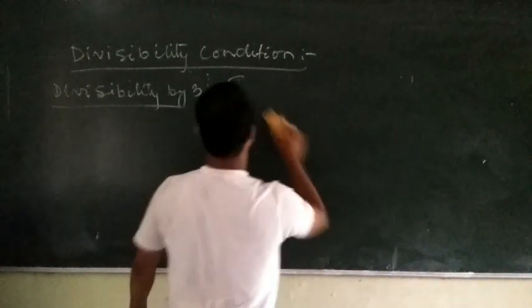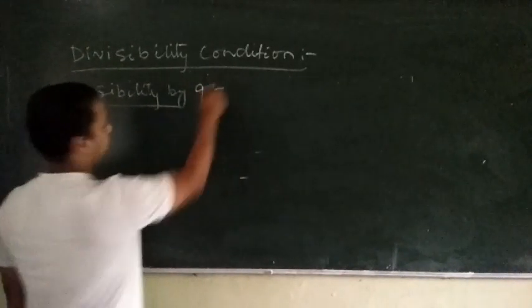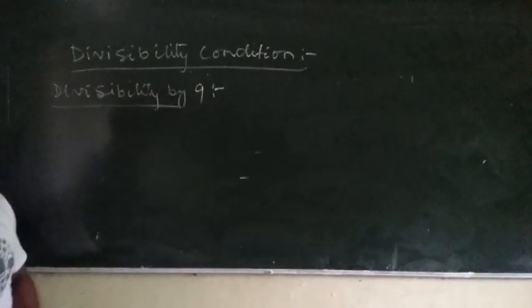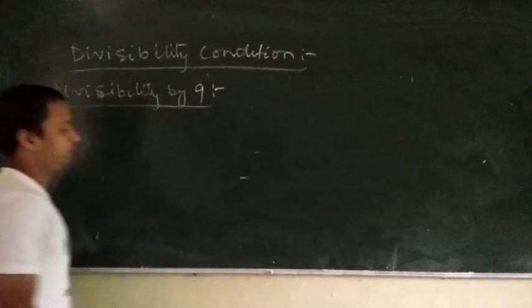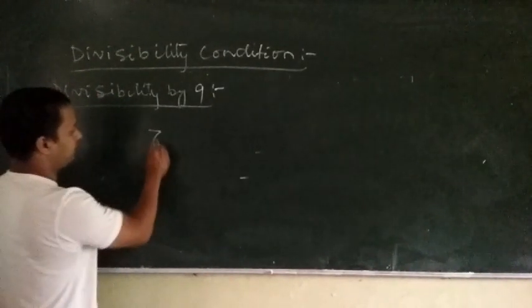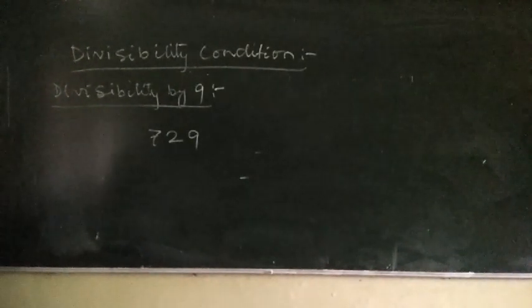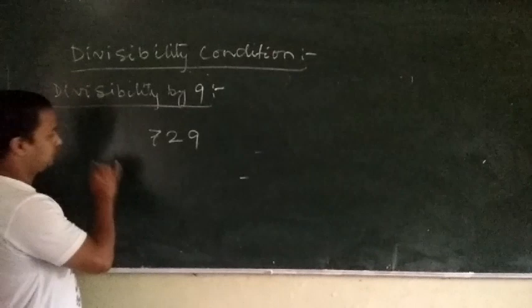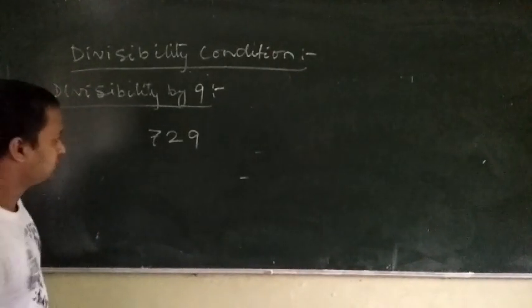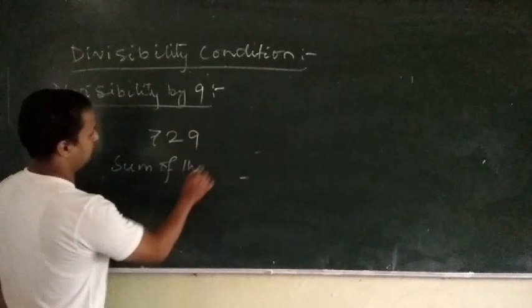Next, we have to discuss how a number is divisible by 9. Let us say a number 729. Whether this number is divisible by 9 or not, without actual division. So here also it is the same thing as we have done in 3. Sum of the digits you have to find.